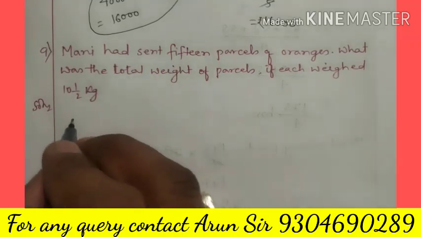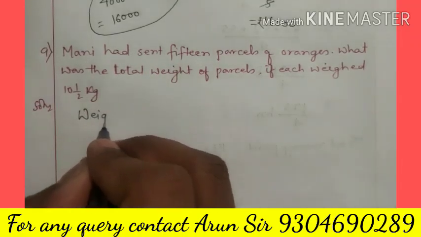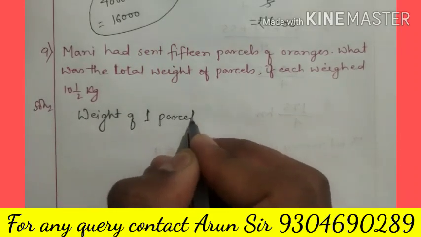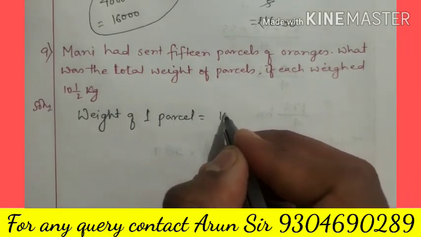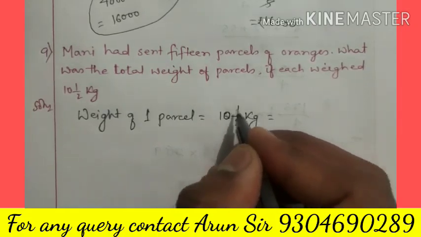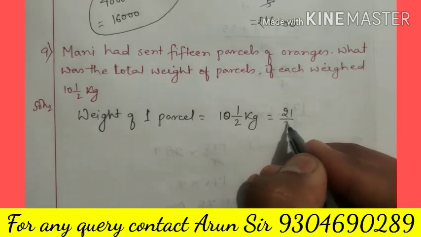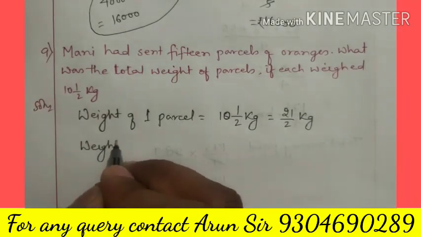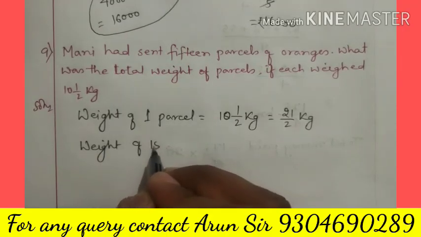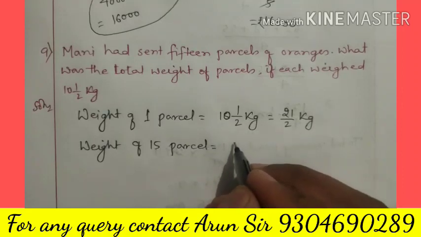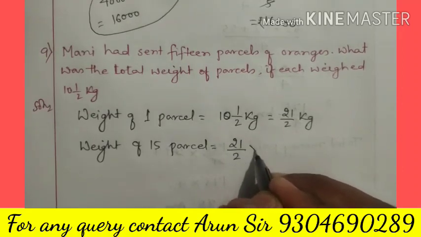We will write: weight of one parcel is equal to 10 whole 1 by 2 kg. It means 2 tens are 20 plus 1, it is 21 by 2 kg. And the question is asking the weight of 15 parcels. Weight of 15 parcels is equal to, what will we do? We will simply multiply it: 21 by 2 into 15.